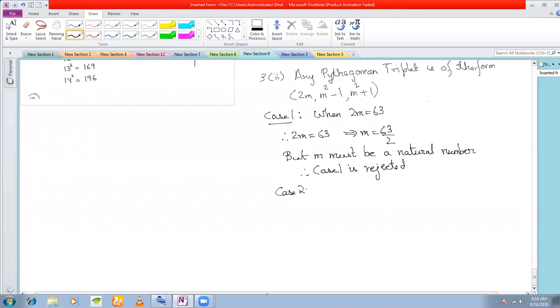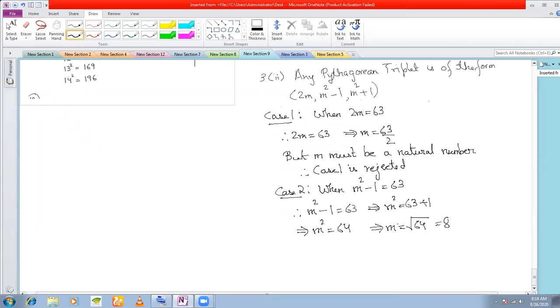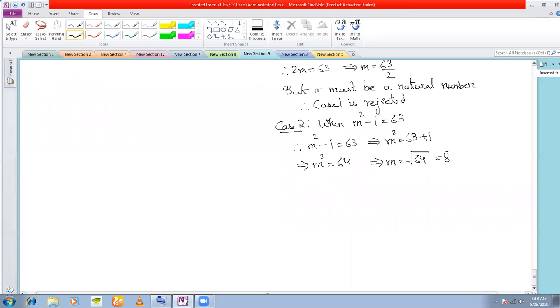Case 2. When m square minus 1 is equal to 63. So therefore, m square minus 1 is equal to 63 means m square is equal to 63 plus 1. That means m square is equal to 64. That means m must be equal to square root of 64, which is equal to 8. Now, is this acceptable? Yes, it is acceptable because m is a natural number.